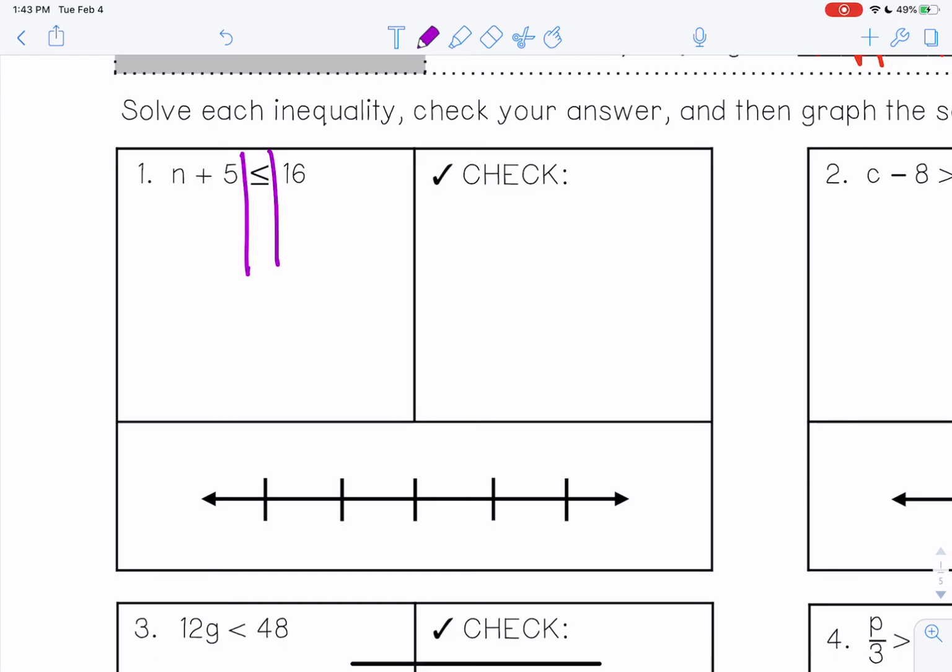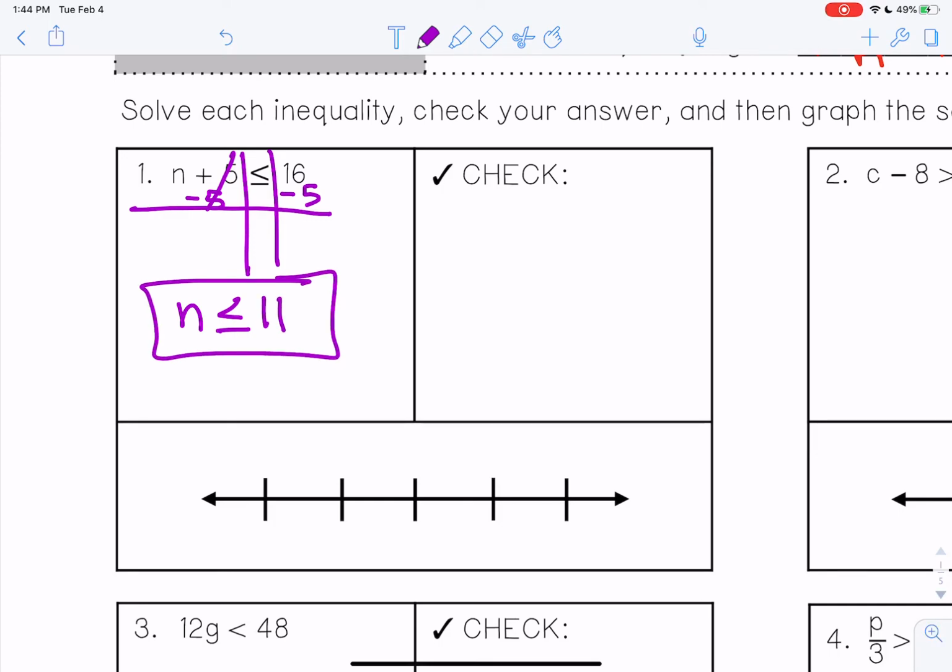So if this is plus 5, the opposite would be to subtract 5 from both sides. The 5's cancel out, and we get n is less than or equal to 11. And that is our answer. So notice, exactly the same as solving equations, except instead of drawing an equal sign, we have a less than or equal to sign.